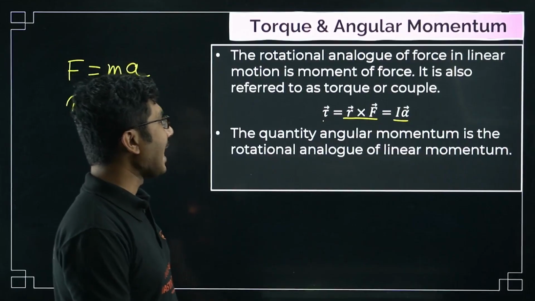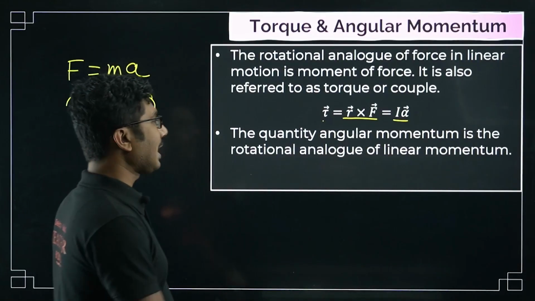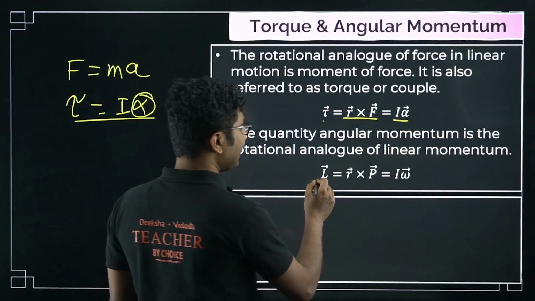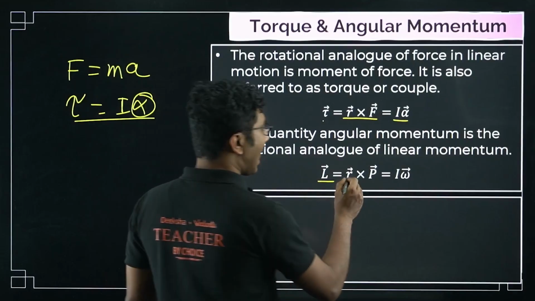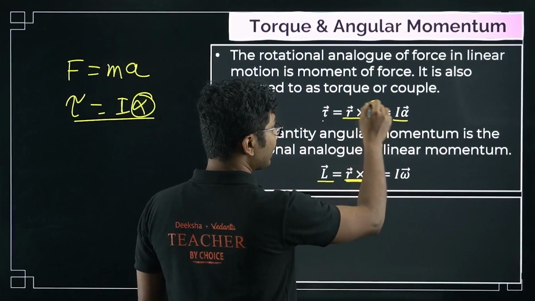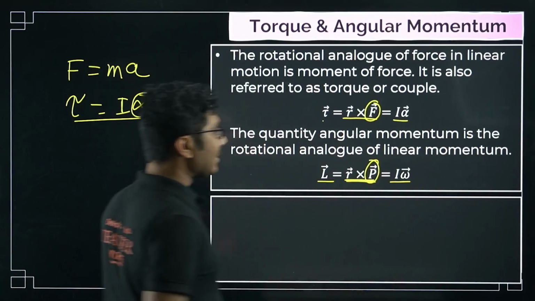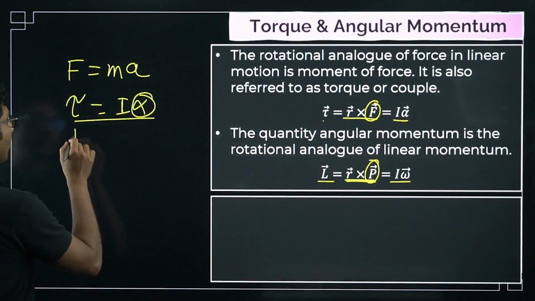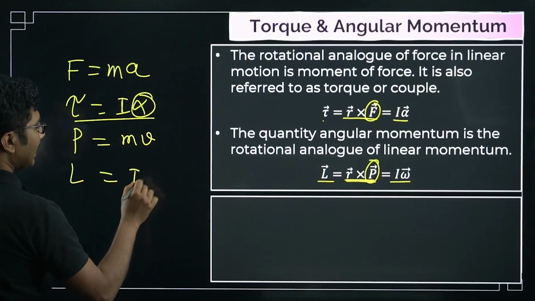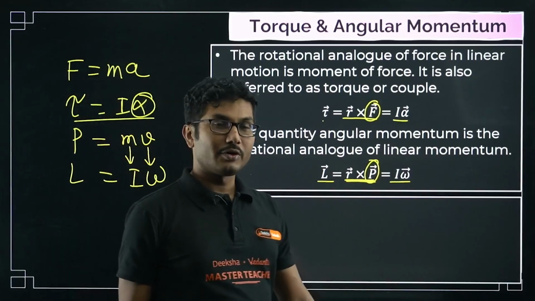Now the quantity angular momentum is the rotational analog of linear momentum. What does that mean? That means L equals r cross p. So in linear motion there was force, for momentum there is momentum, and it is also written as I omega. Obviously, linear momentum is given by mv, so angular momentum will be given by I omega. So everything corresponds to the equivalent of rotational motion.